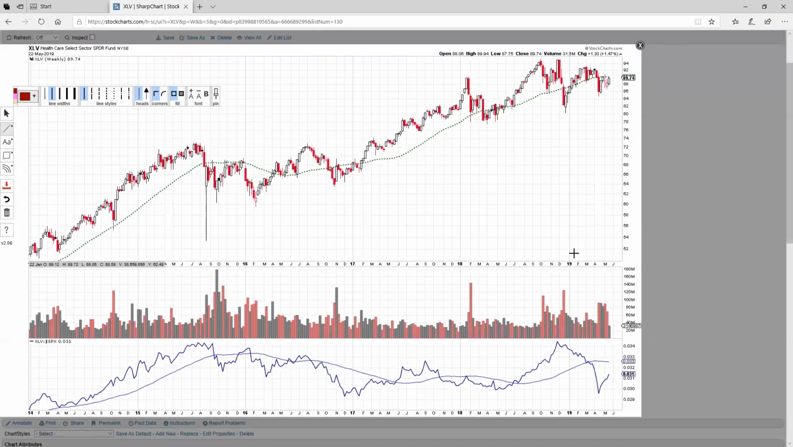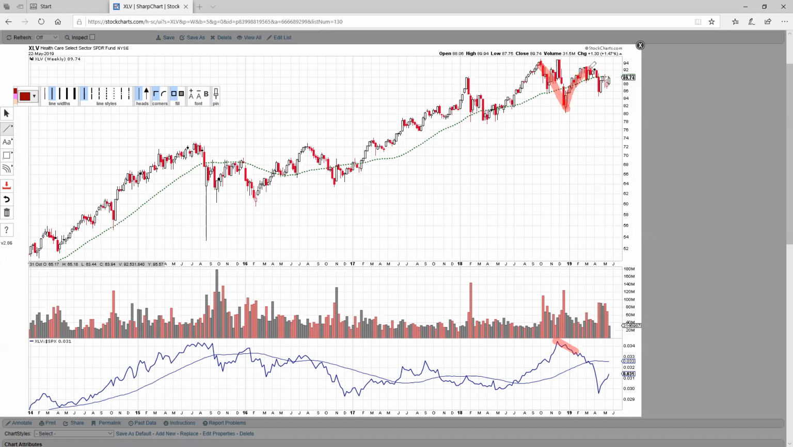But look what's happening. Look at the relative strength. The relative strength started to turn down in November. And this is before the market. So all of a sudden, the relative strength in healthcare was persistently declining ahead of the market and was worse than the market into the end of the year.